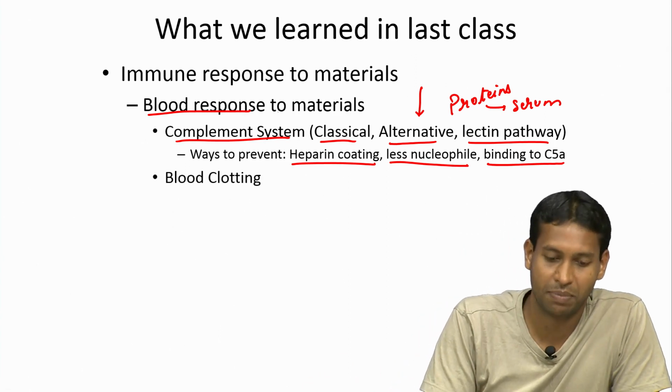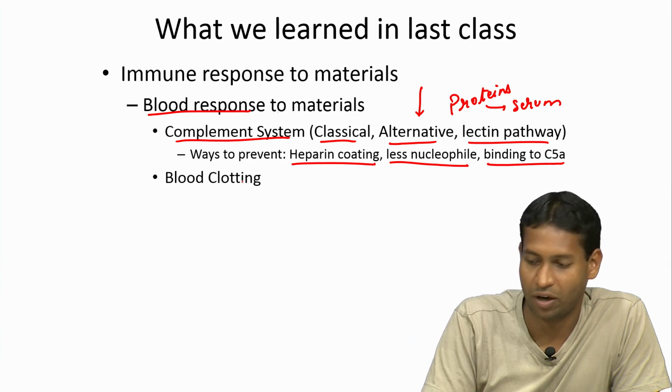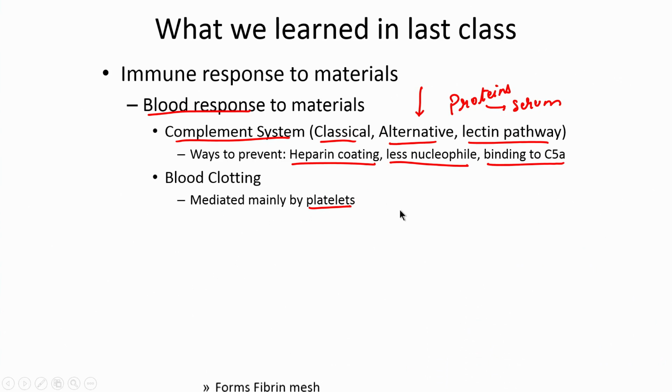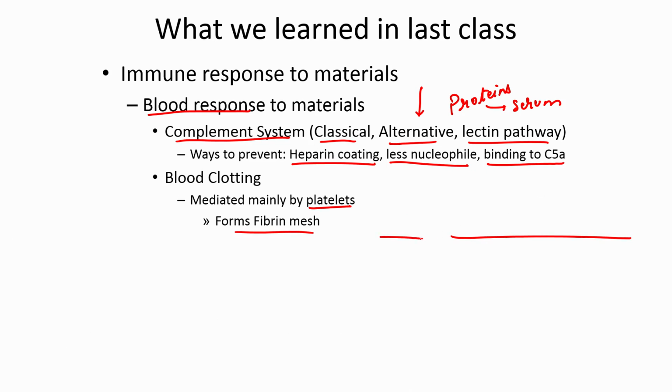Then next we talked about blood clotting. So, how does the blood clot? This is mainly mediated by platelets, and they eventually lead to formation of a fibrin mesh. So, if this is a blood vessel and somehow the blood vessels are ruptured, these platelets just go in and form this aggregate of cells, and then they reinforce it with a polymer mesh to plug this hole.